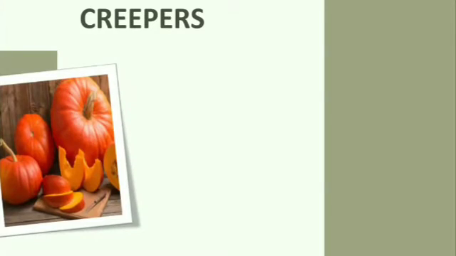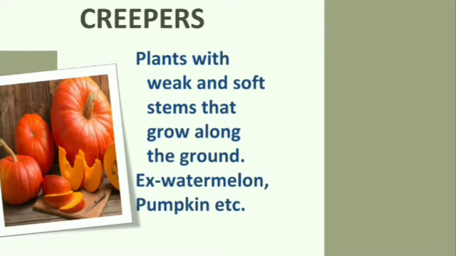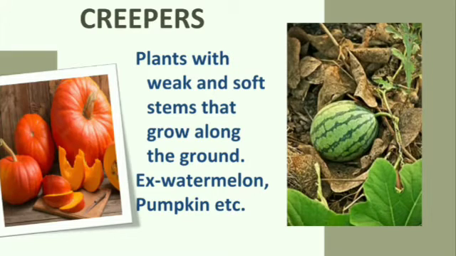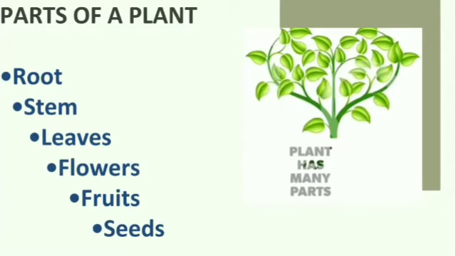Creepers. Some of the plants that have weak stems and grow along the ground are called creepers. Examples of creepers are watermelon, pumpkin, etc. Now students, let us learn about different parts of a plant. A plant has many different parts and each part of the plant has its own function. Different parts of a plant are root, stem, leaves, flowers, fruits, seeds.